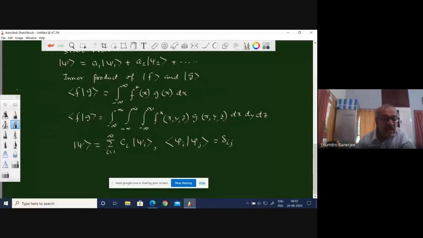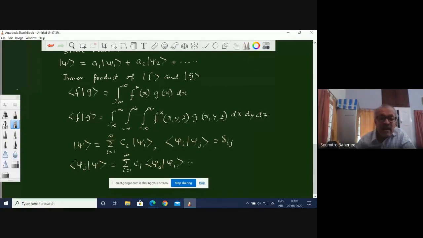Then if you have the overlap between an eigenfunction and the wave function, what we will write is psi j, and the capital psi is the wave function. We are trying to find the overlap integral between the capital psi and the jth eigenfunction. With that, psi is expressed as this, and therefore we will put it here. It will be the sum over i equals 1 to infinity, Ci comes to the front, and then it will be psi j, psi i. This is what you are putting here.